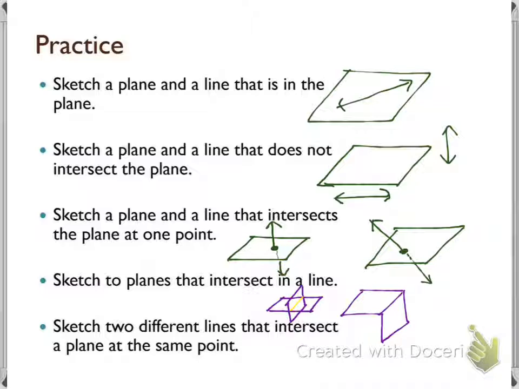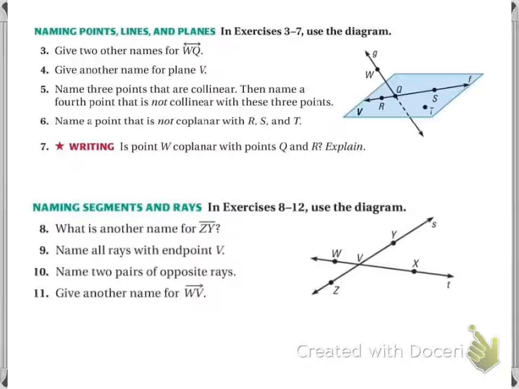Okay, sketch two different lines that intersect a plane at the same point. So, I need a plane. I need some lines. We'll say one line comes in this way, hits the point, and then keeps going. The other line comes in the other direction, hits at the same point, keeps going, and there's my two lines that intersect a plane at the same point. Okay, a few examples, but good again. Pause the video, try these out, and see if you're getting the same thing.